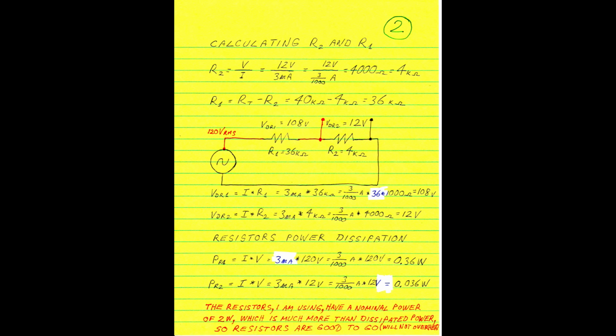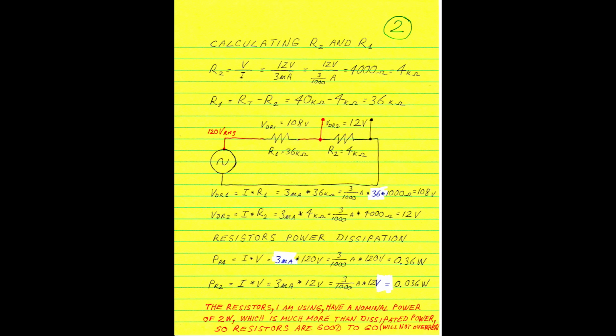VDR2 equal I times R2, and that's 3 milliamps times 4 kilo ohms equal 3 over 1000 amps times 4000 ohms equal 12 volts.